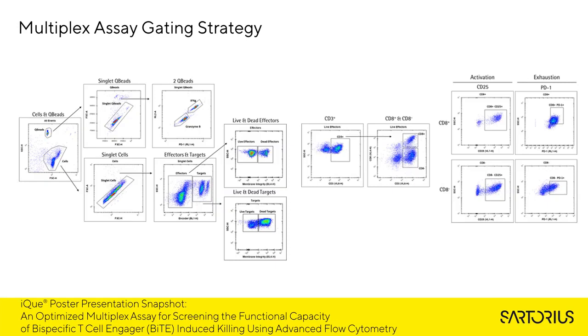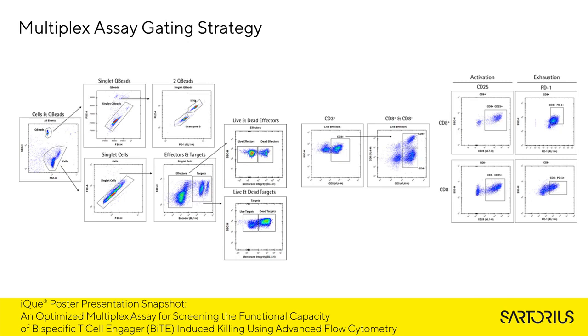This demonstrates the assay gating strategy, which is all preset in the 4-site assay template. Cells and beads are determined by forward scatter and side scatter. Singlet Q beads are then determined and separated out by brightness to differentiate and measure amounts of interferon gamma and granzyme B in each sample.